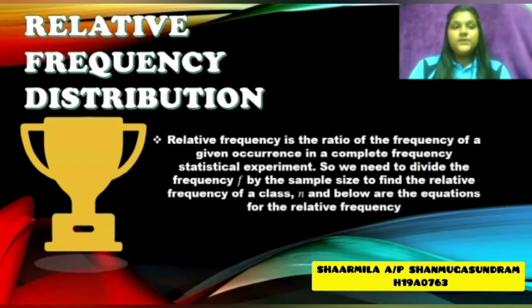The next one is relative frequency distribution. Relative frequency is the ratio of the frequency of a given occurrence in a complete statistical experiment. We need to divide the frequency by the sample size to find the relative frequency of a class, and below are the equations of the relative frequency.